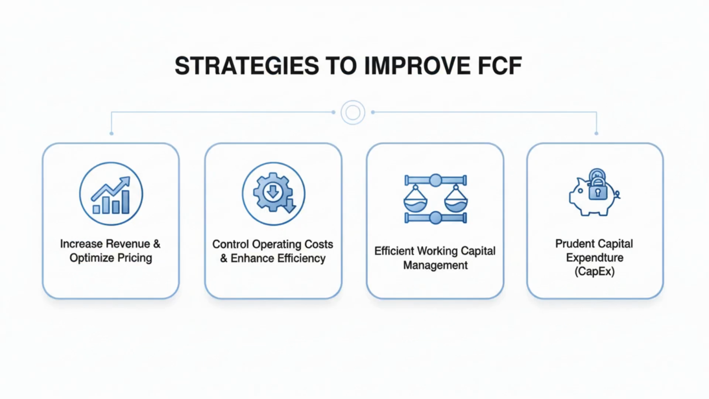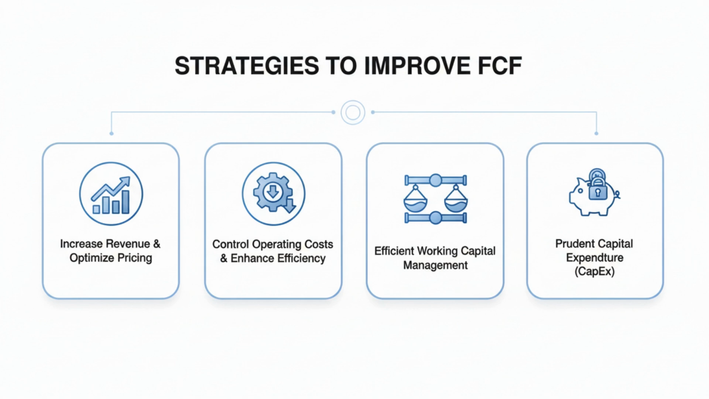Businesses looking to enhance their financial health and investor appeal should actively implement strategies to improve their free cash flow. One primary approach is to increase revenue, not just through higher sales volume, but also by optimizing pricing strategies. Simultaneously, rigorous control over operating costs and a relentless focus on enhancing operational efficiency can significantly boost cash generated from operations. This includes streamlining supply chains, negotiating better terms with suppliers, and reducing waste.